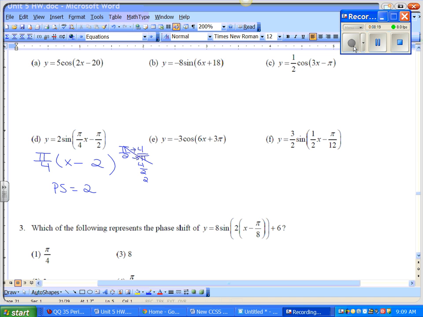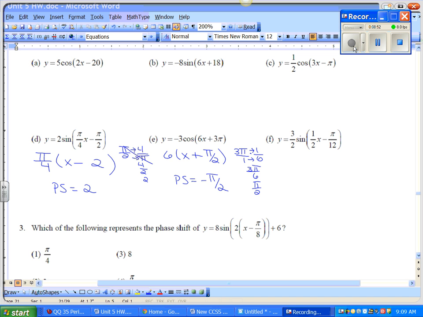Okay. What am I pulling out for E? 6. So what am I multiplying 3 pi by? 1 over 6. Good. What's the denominator for 3 pi? 1. So straight across, you get 3 pi over 6. Good, it reduces to pi over 2. So what's my phase shift? -pi over 2. Excellent.